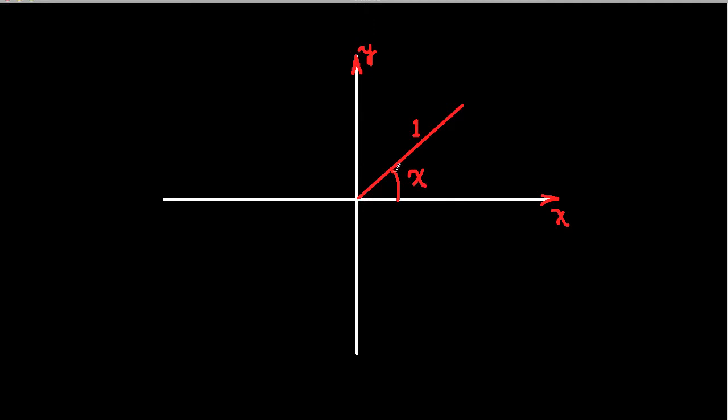If I call this angle x, then I may not want to call this the x-axis because that'll be confusing. So how about if I call this the v-axis, okay, right in here. So that's the v-axis instead of the x-axis, and I call this angle here x.